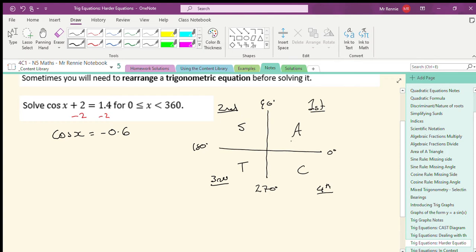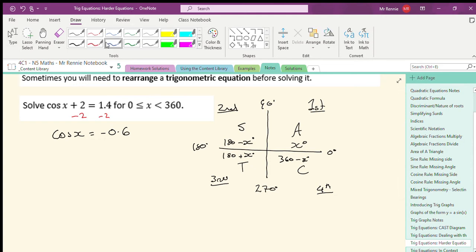The only thing I've missed out, which I'm going to add in just now, is my rule. So the rule is if it's in the first quadrant, it's my answer x. Second quadrant, if my answer lies there, is 180 minus x. Third quadrant is 180 plus x. And last quadrant is 360 minus x.